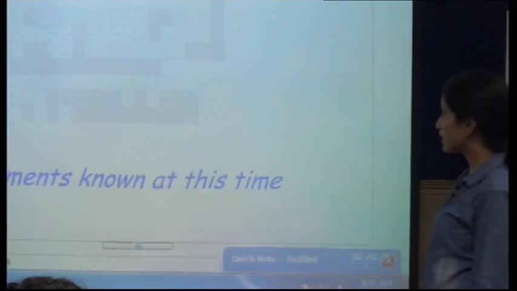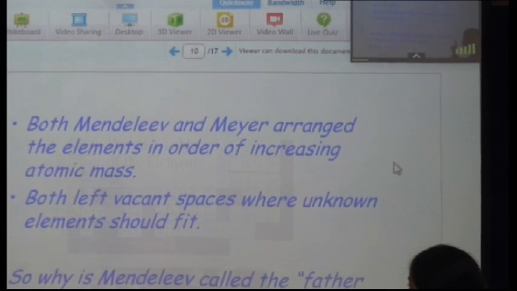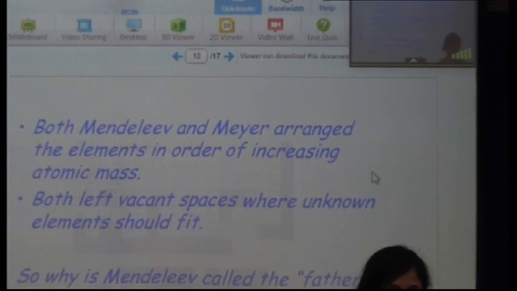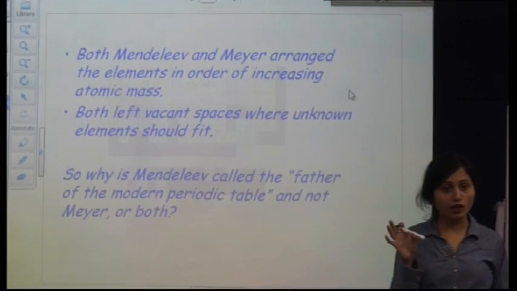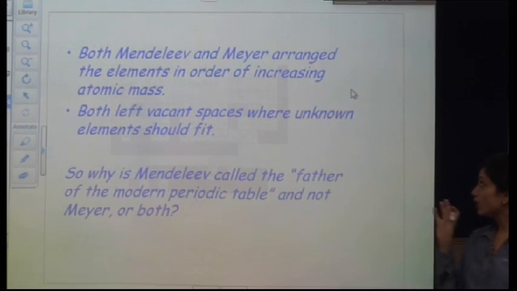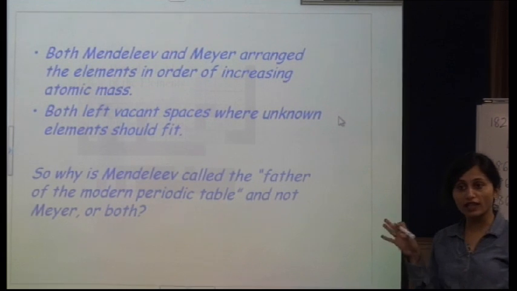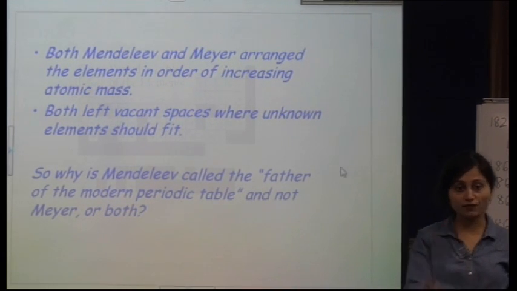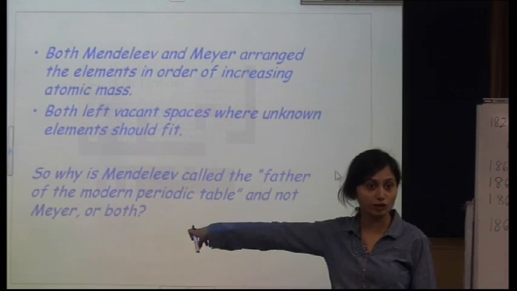Some of the elements were known but not absolutely clear. In the next slide, both Mendeleev and Meyer arranged the elements according to the increasing order of atomic masses. Both left vacant spaces, which was one good point, because Newlands did not give any vacant spaces. So both left vacant spaces where some unknown elements could fit in.